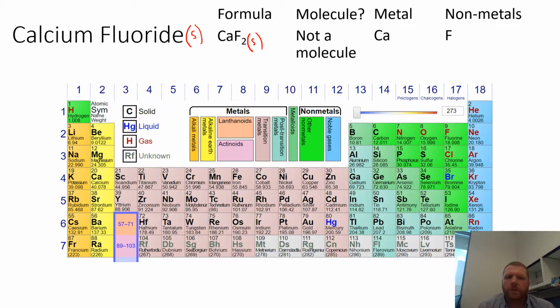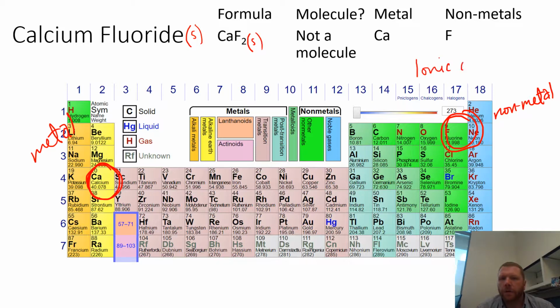Okay, so where are these two different elements? Well, calcium is on the left-hand side of the periodic table. This is a metal. On the right-hand side of the table, you'll notice fluorine. Fluorine is right here, and this is a non-metal. So the combination of a metal and a non-metal, in this case we have one of each, is known as an ionic compound, and is therefore not a molecule. So for the question of is this a molecule, yes or no, the answer is no.